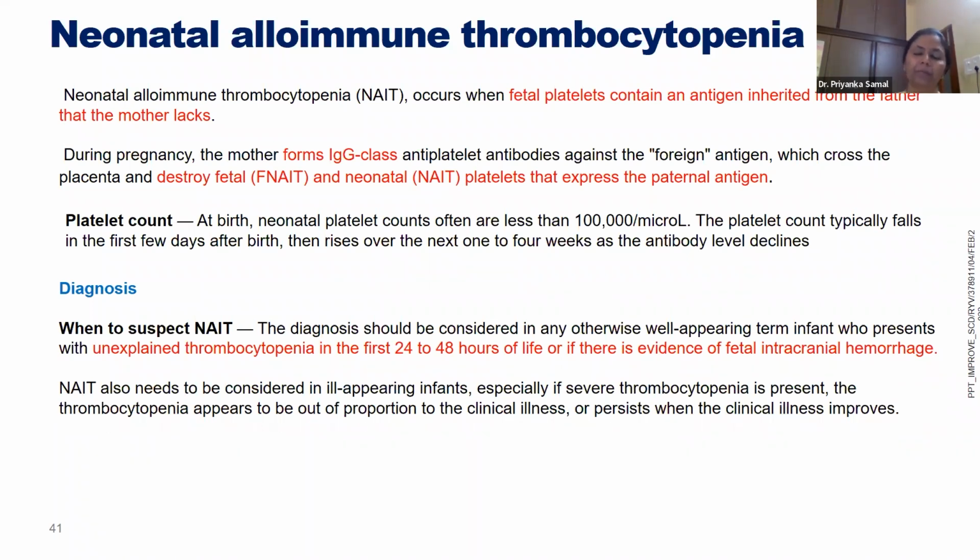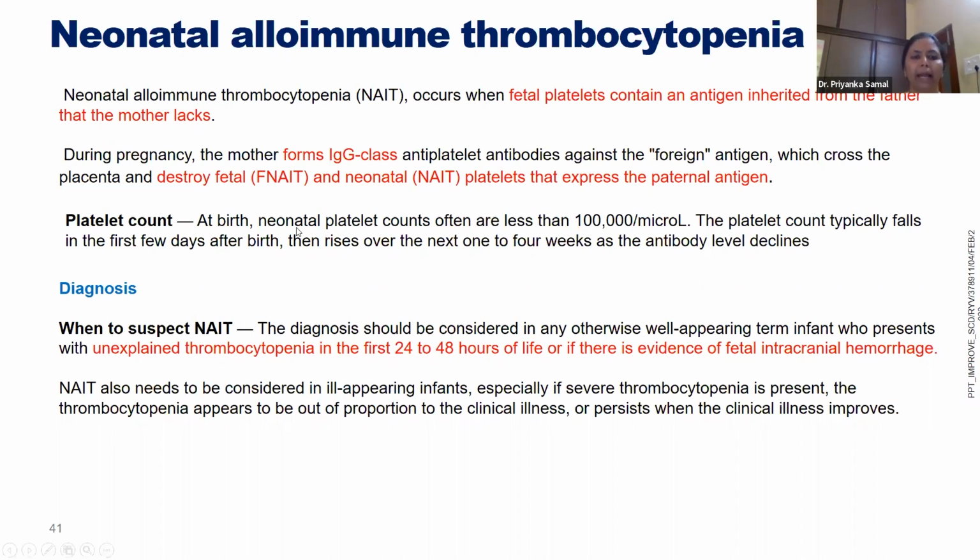Some of the platelet antigens have been inherited from the father. Mother experiences this antigen as foreign and produces some antibodies. These mother's antibodies end up in the neonatal circulation. So during pregnancy, mother forms the IgG class of antiplatelet antibodies against the foreign antigen, which cross the placenta and destroy the fetal or neonatal platelets that express the paternal antigen. So that is what is known as alloimmune. That means the father's antigen is from outside; the mother does not take it as self and produces antibodies. These antibodies cross the placenta because they are of the IgG class. They enter the neonate's system, and this antibody will destroy the platelets of the neonates and cause a fall in the platelet count.